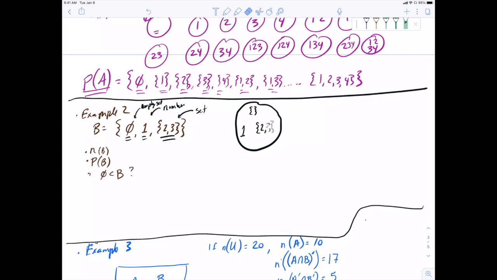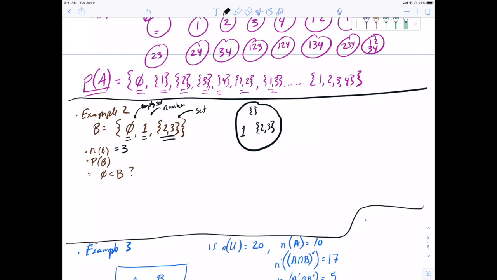So now we can just think of this thing as objects. So what is the N of B? How many things are inside it? Well, I see 3 things. There's 3 things. 1, 2, 3. All right.